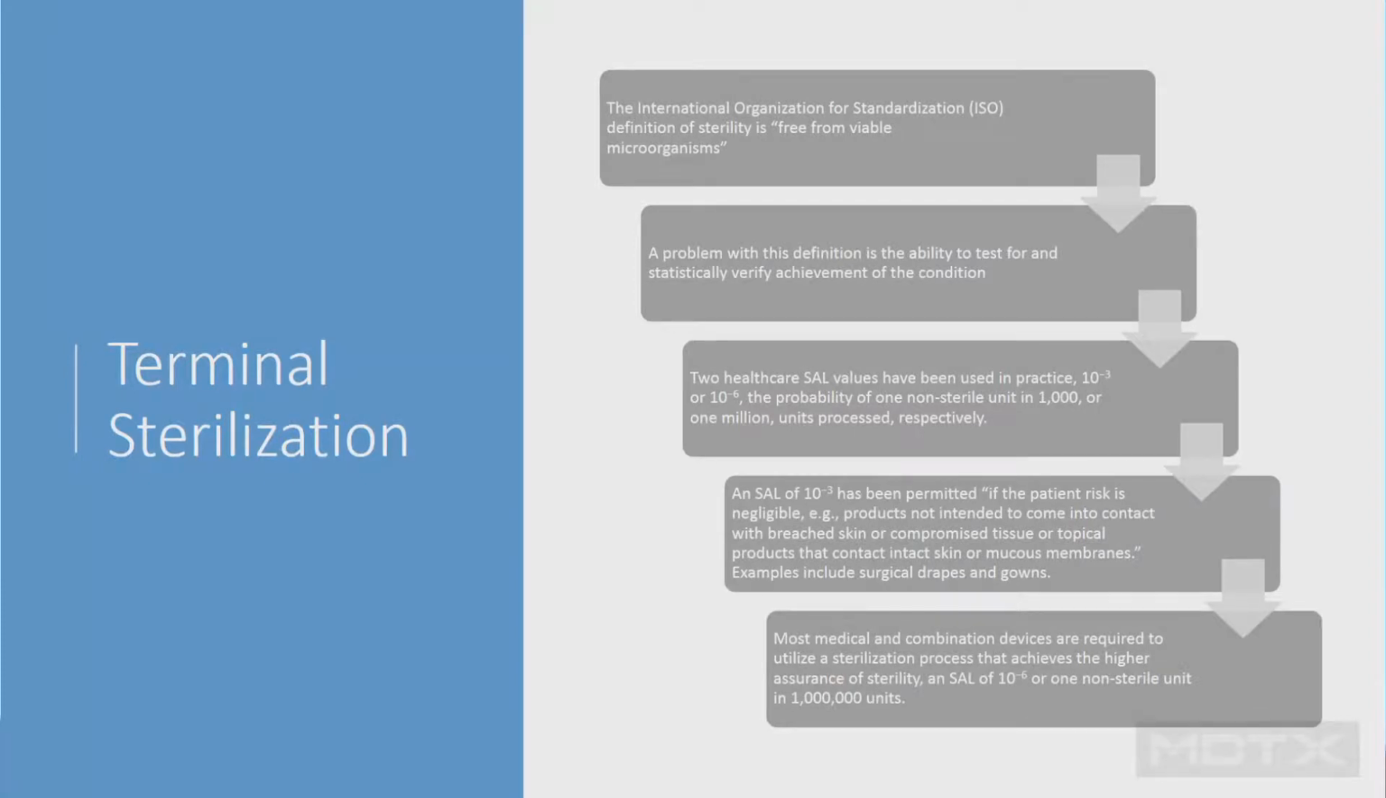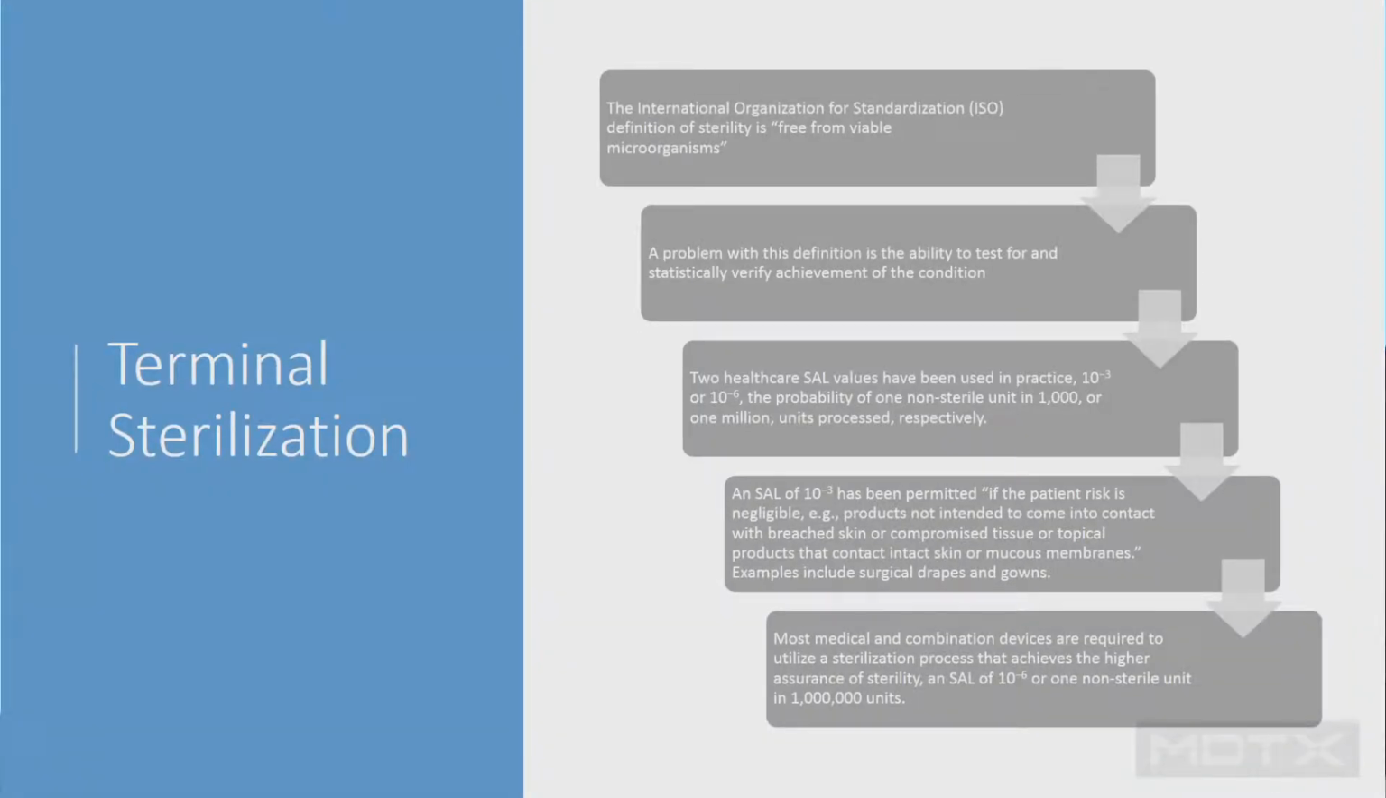And SAL 10 to the negative 3, it's not commonly used for medical devices. For drugs, drugs are typically sterilized 10 to the negative 3, but that is changing. The FDA is now requiring where drugs can be terminally sterilized, they want drugs sterilized 10 to the negative 6. Now, for any medical devices that would breach the skin or carry bodily fluids to or from a patient, any medical device that is a class 3 medical device must be sterilized 10 to the negative 6. And as I mentioned, most devices and combination devices are sterilized 10 to the negative 6.